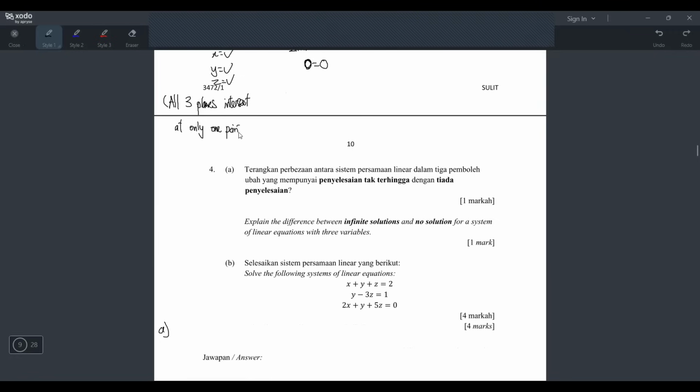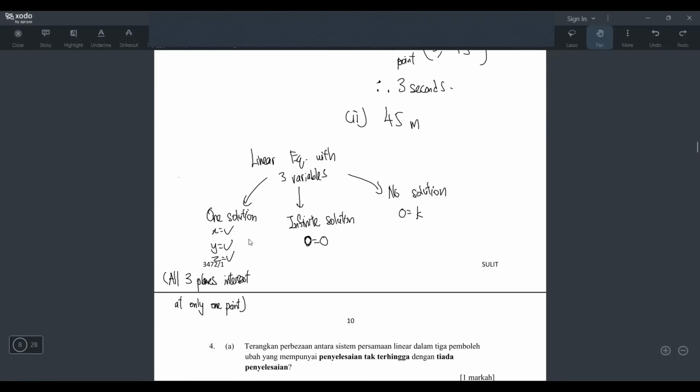Why I call it plane? Because it's 3 variables. If it's 2 variables, I will call it line, because if it's 2 variables, then it's like a line. But if it's 3 variables, it will not be a line. It will be like a 2D plane. Yeah, like a 2D plane. So that's why I call it plane. So one solution means all the 3 planes intersect at only one point, right?